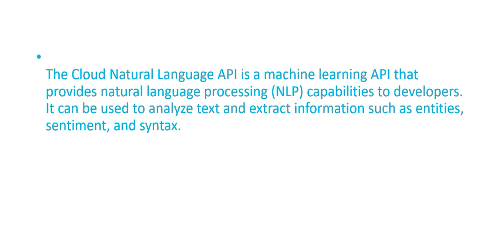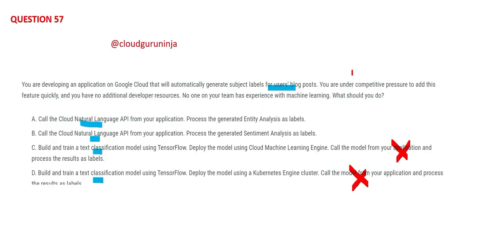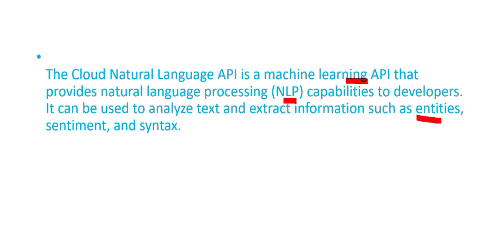What does it do? It is a machine learning API with NLP capabilities. What does NLP mean? Speech to text, text to speech, and so on. Using this, I can do entity extraction and sentiment extraction. Sentiment means positive, negative. You are furious, you are angry, that is a sentiment. You are sad, that is a sentiment. You are happy, that is a great sentiment. You are very happy. You are amused.